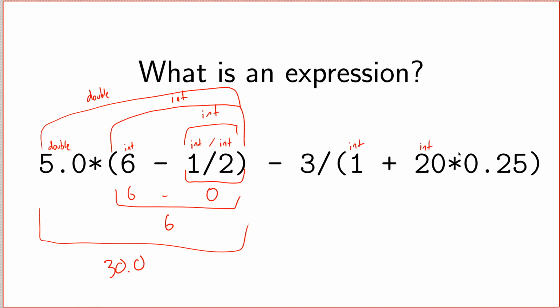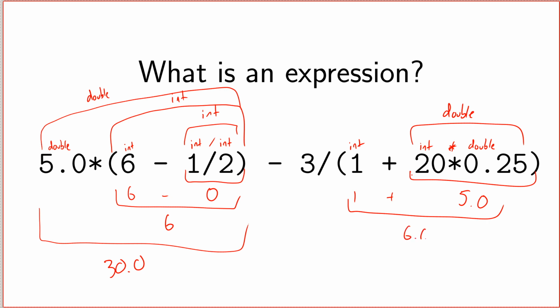This is also an int, and I've got int times, okay, that looks like a double. So int times double, okay. And that means that the result of this is going to be a double. And 20 times 0.25, to me that sounds a lot like the number 5, which is a double. I should write 5.0. So now I've got the integer 1 plus the double 5, which will be 6.0. And up here I have, as my result type, double.